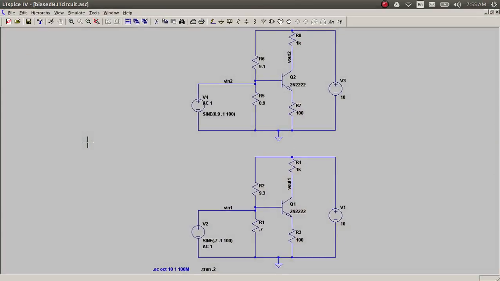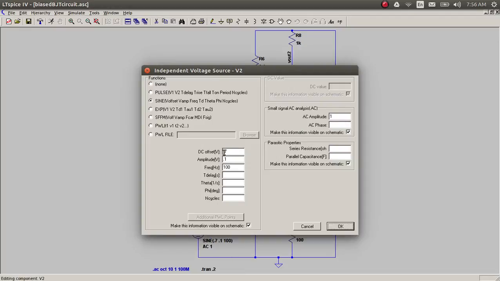In this video we'll go over the simulation of the bipolar transistor with two bias settings. In the first bias setting, the bias voltage is at 0.7 volts, and in the second bias setting, the voltage is at 0.9 volts. So the input in both cases, if you look at it, is the bias, the DC offset.